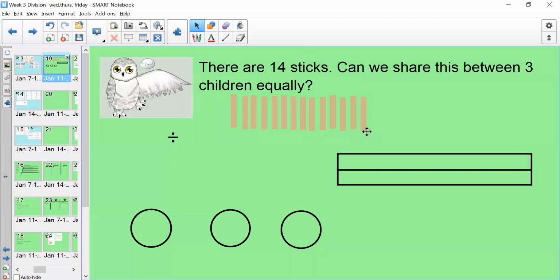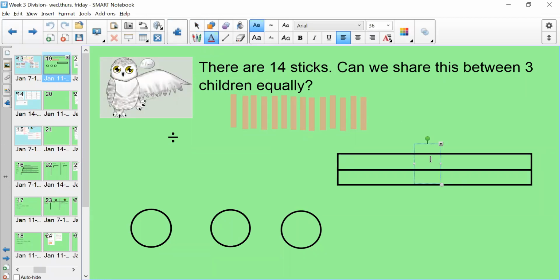Okay, so the first thing I would have done is put 14 as my whole number in my whole bar, because that is how many sticks I've got in total. Then we need to share this between 3 children. So I would divide my bar model into 3 to represent my 3 children. Okay, from looking at that, I can assume that we are doing division. So it would be 14 divided by 3 equals something.